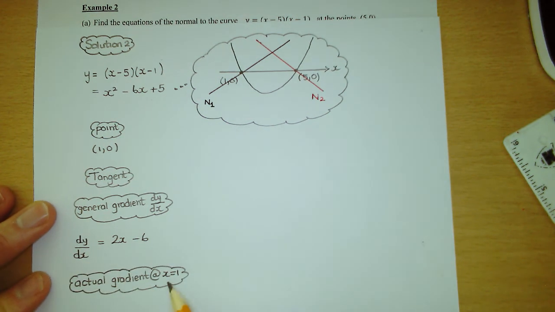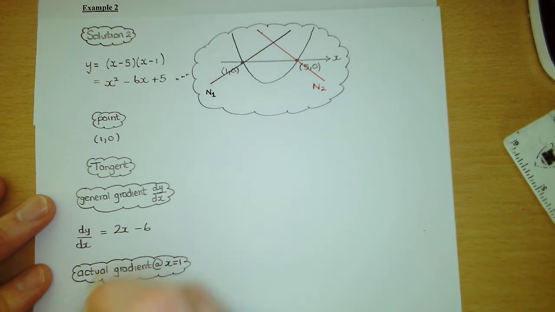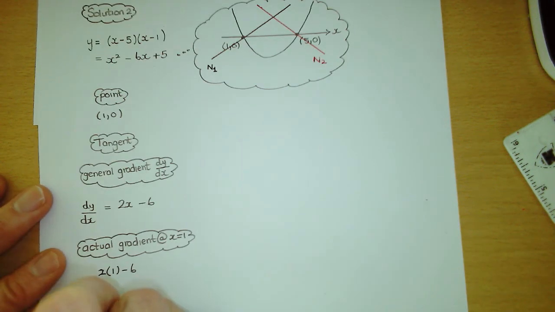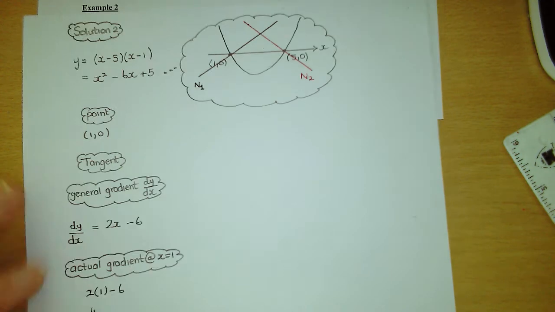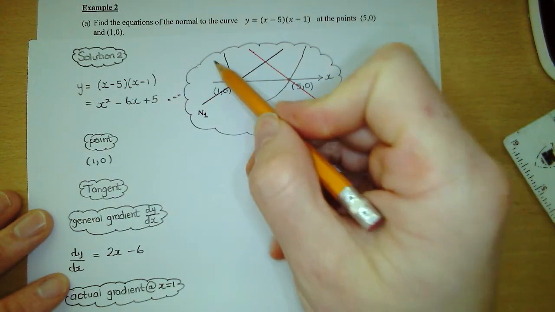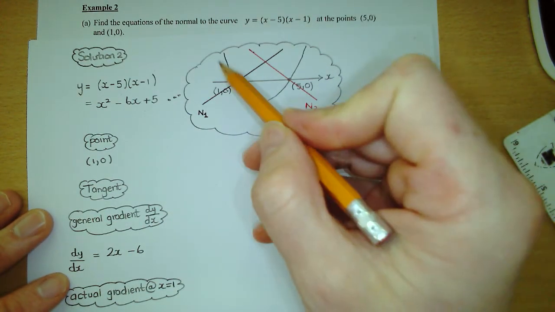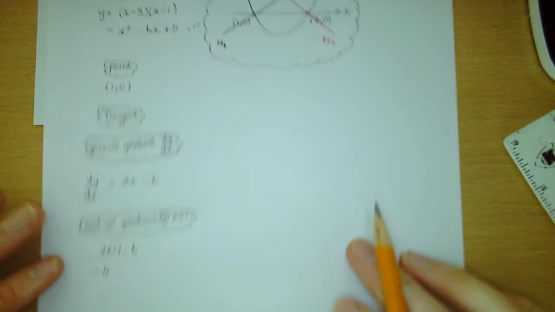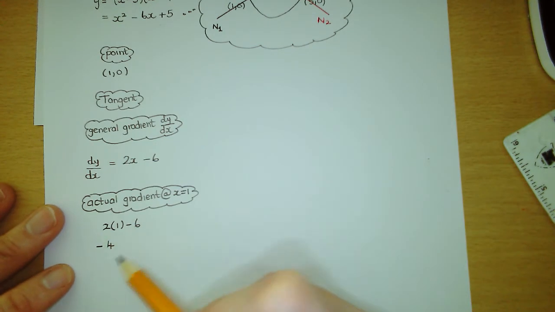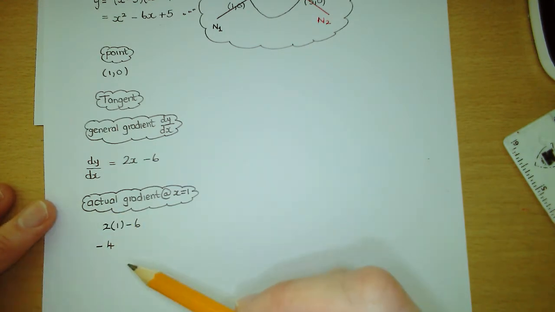So we chuck the x coordinate of the point into the general gradient to get the actual gradient of the tangent. So we're going to get 2 times 1 minus 6. So 2 minus 6 is going to give us negative 4. That makes sense because if I were to put the tangent in, the tangent at (1, 0) would be sloping down, so it would have a negative gradient. So that's as far as we need to go with the tangent. We don't need to get the equation of the tangent because it didn't ask us.